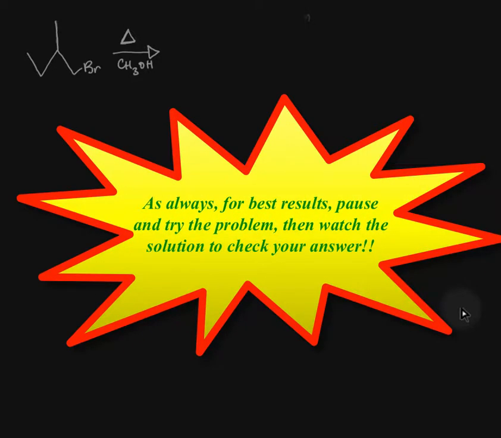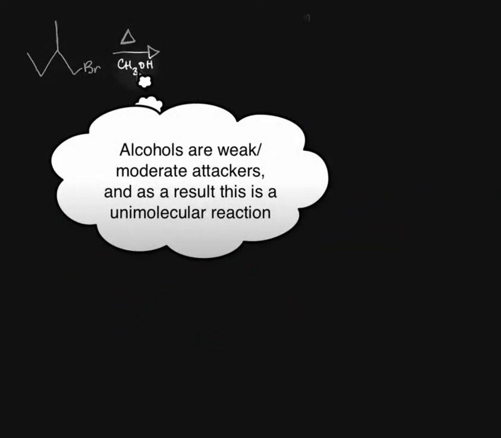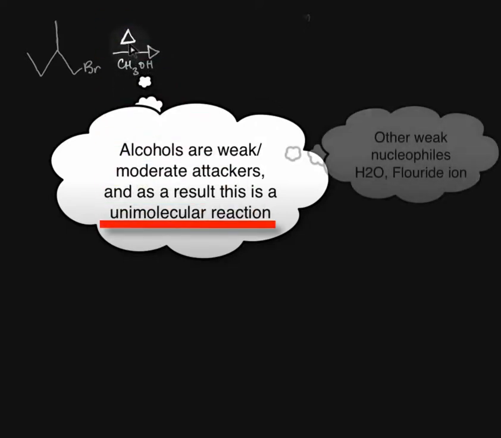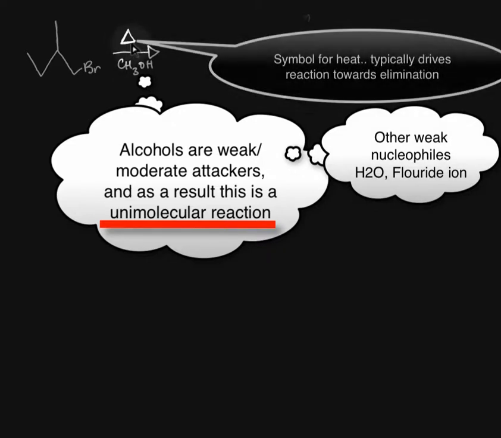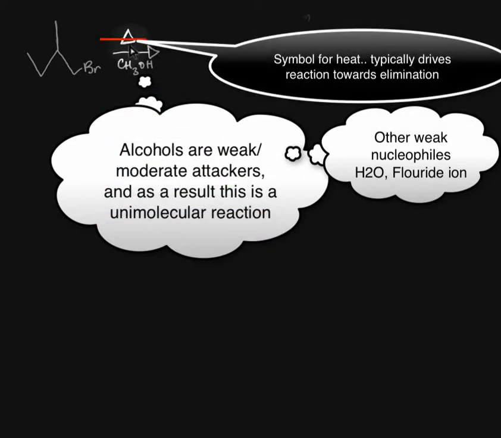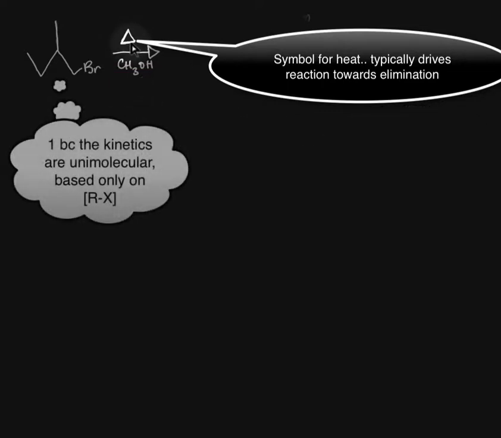Today we're going to be looking at this example here, trying to solve it. Right off the bat, you should notice this is methanol. So it's going to be an E1 reaction. This indicates heat and should drive it towards elimination. Conditions are a little tricky for this, but typically that's what occurs.